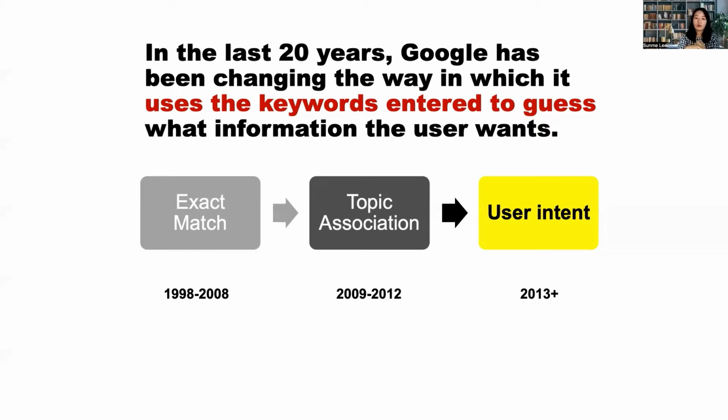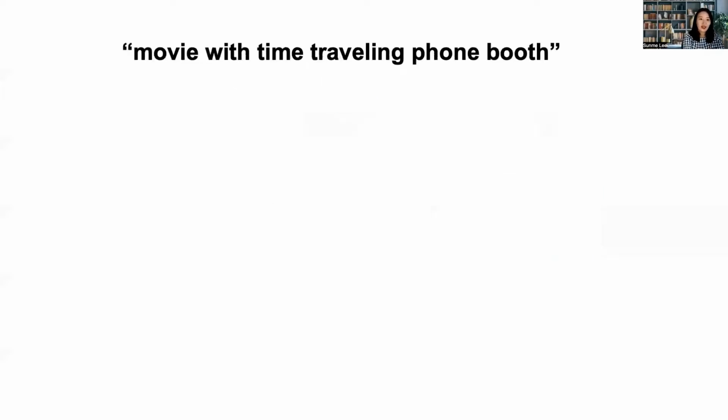But now we go through something called guessing user intent. So we are asking this question: by entering this keyword, what information does the user want, and what is the intent behind the keyword? That's Google's main task these days. Let me give you an example. What is the user intent?